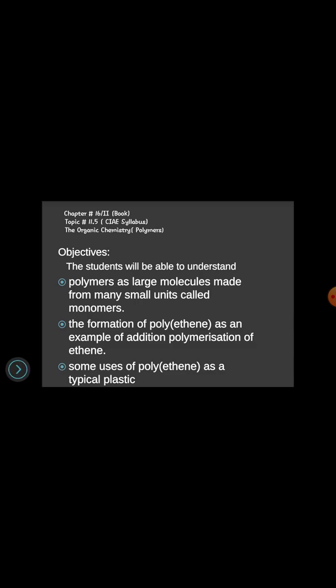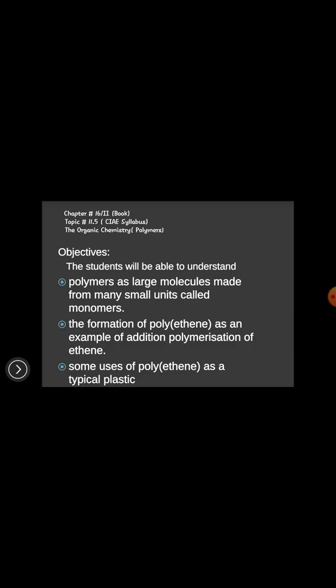This is from your book, chapter number 16, part 2, and according to CIE syllabus, topic number 11.5. This topic is from organic chemistry and basically focusing on polymers. And dear students, the objectives for today's learning or understanding are as follows.